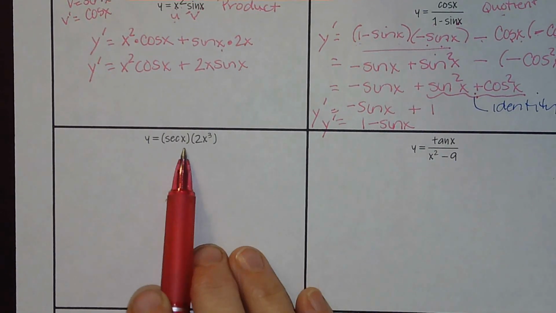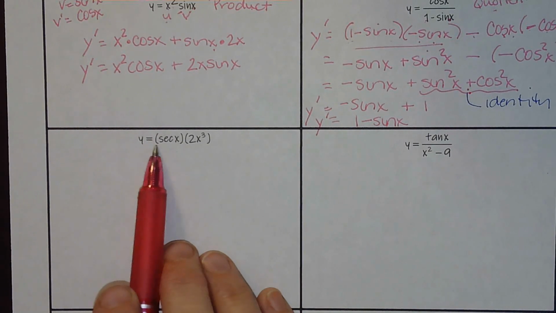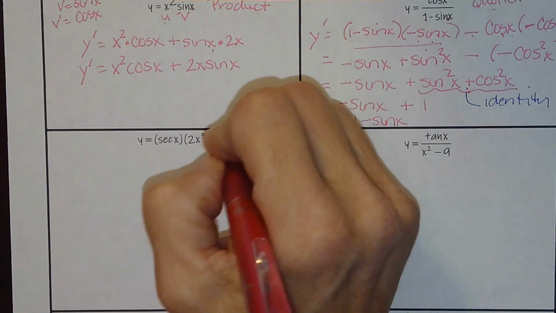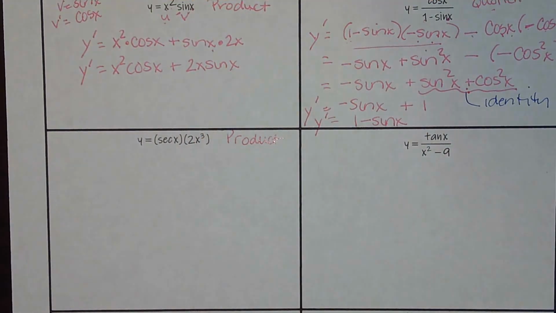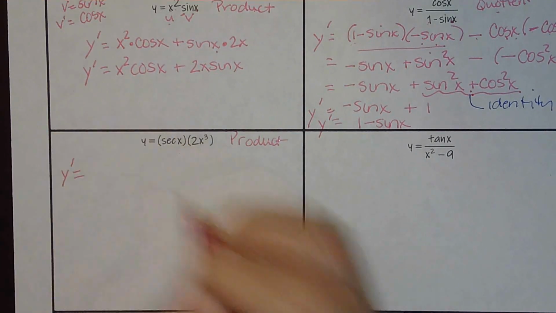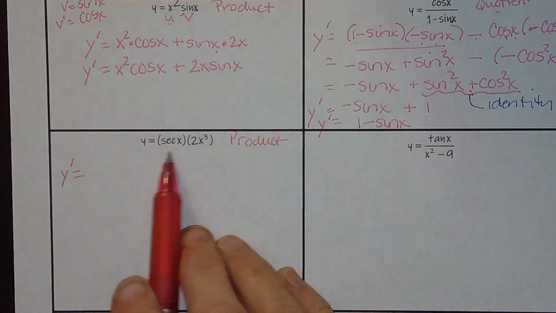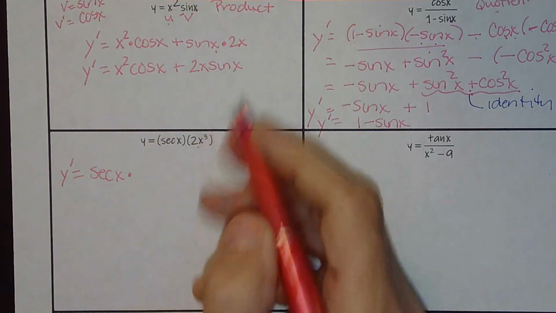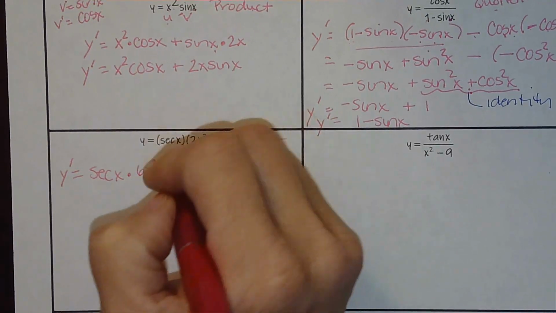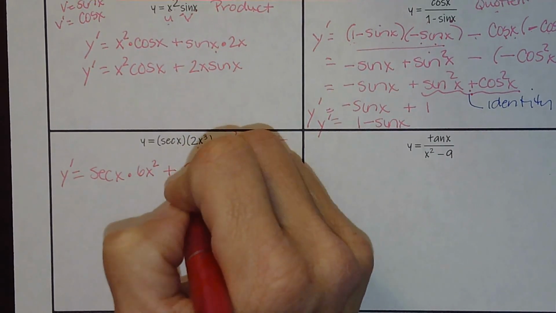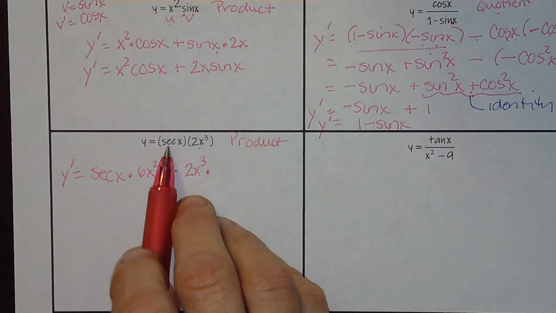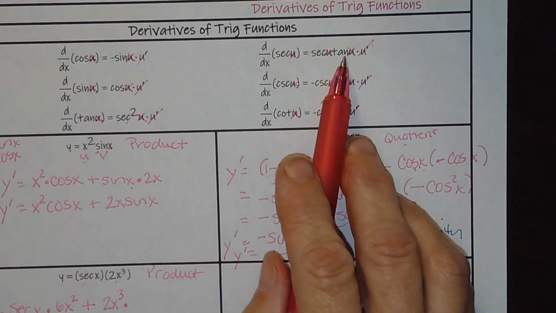Okay, now let's move on to another example. Here we have y equals secant of x times 2x to the third. So this needs to be a product rule. Okay, so y prime will be u, which is secant of x, times the derivative of v, which will be 6x squared, plus v, which is 2x cubed, times the derivative of secant. Well, the derivative of secant, remember, is secant of x tangent of x.